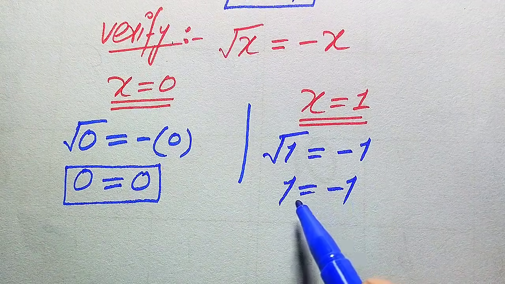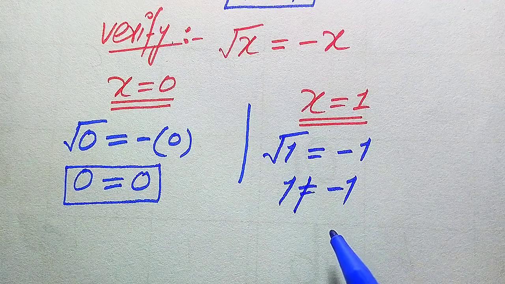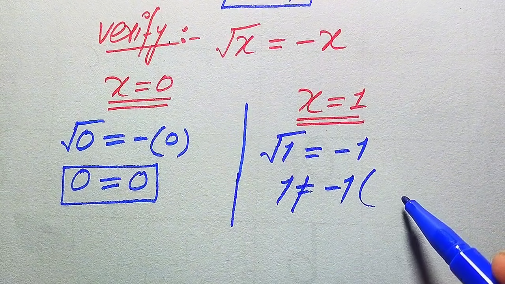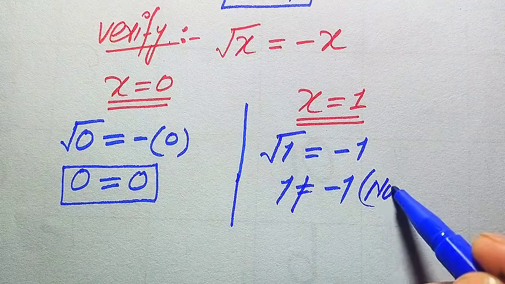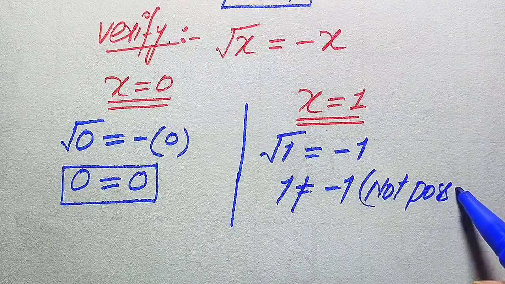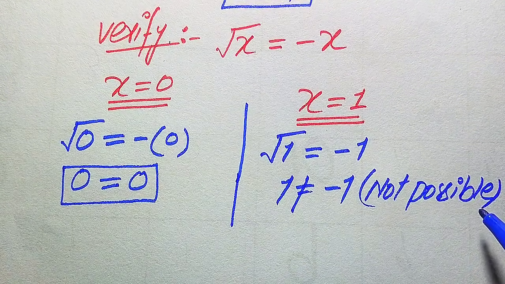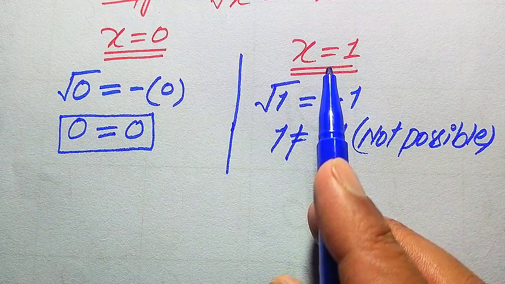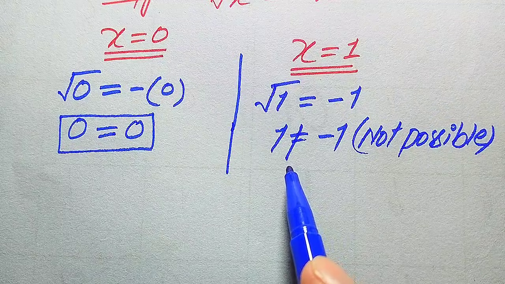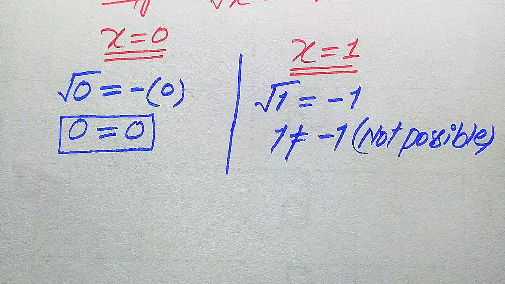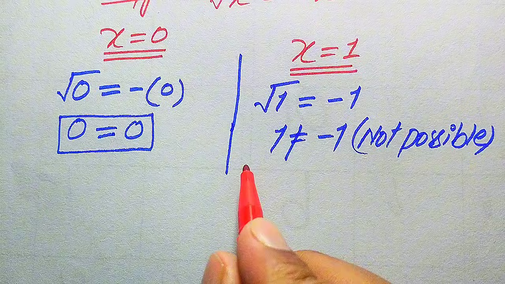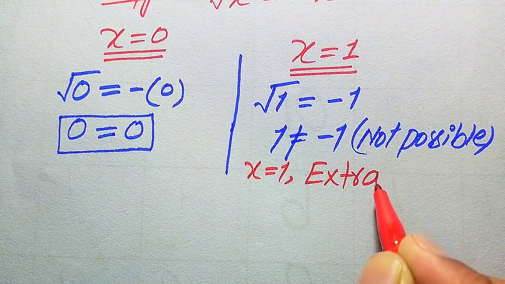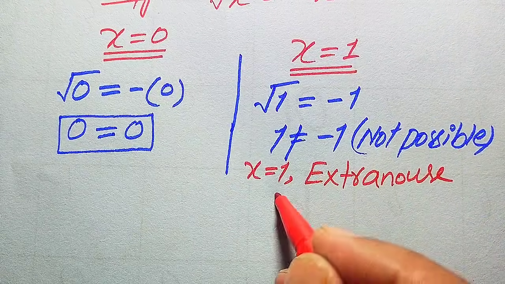And here you clearly see that 1 is not equal to minus 1, or in other words, both of these two sides are not equal, so it is not a possible case. It is not possible that 1 is equal to minus 1. So it means that x equals 1 does not satisfy our given question statement. So we finally conclude that x equals 1 is the extraneous root of the given equation.